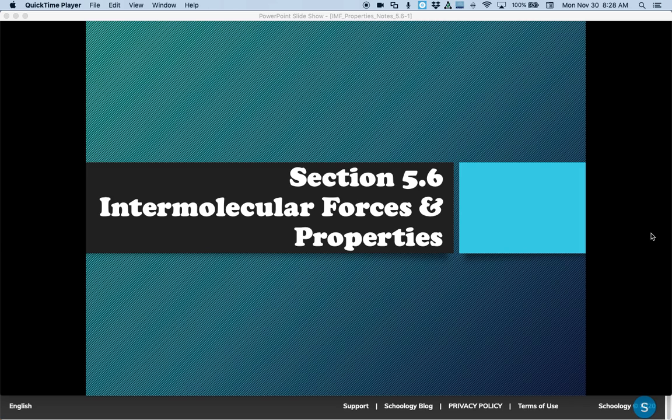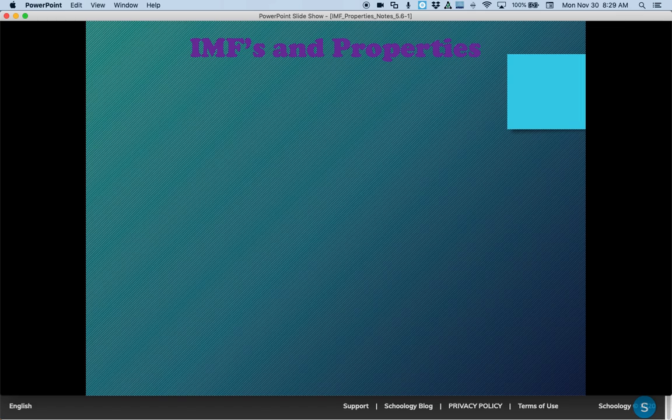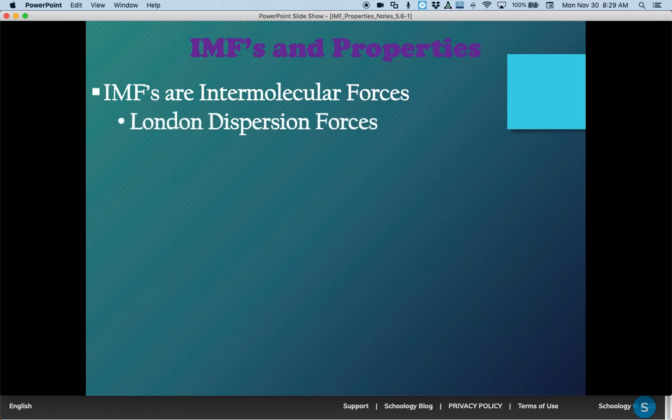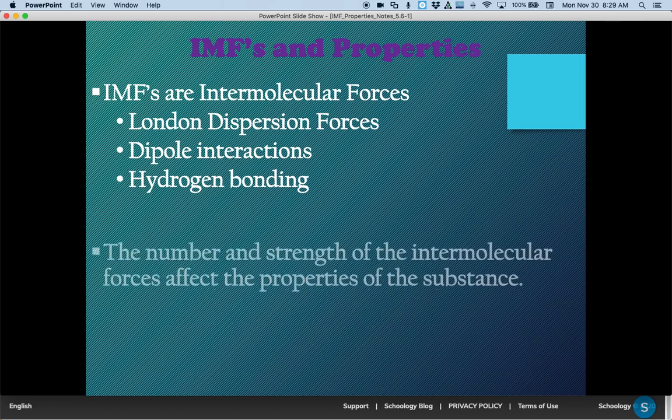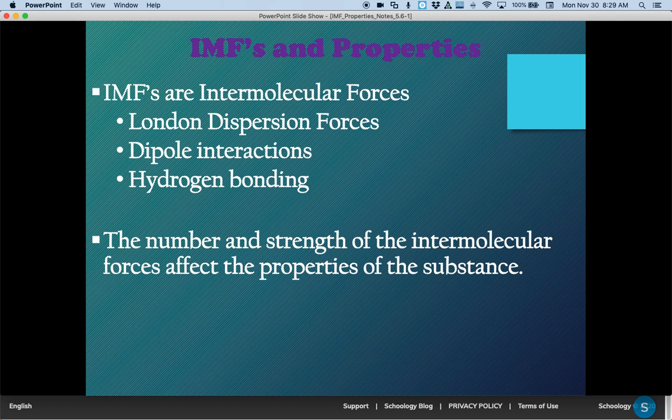And here we go. All right, so intermolecular forces and their properties. Just a quick recap: IMF is the abbreviation for intermolecular forces, just for expediency's sake. These are our three intermolecular forces, so you should already have those in your notes. You don't really need to write that down.